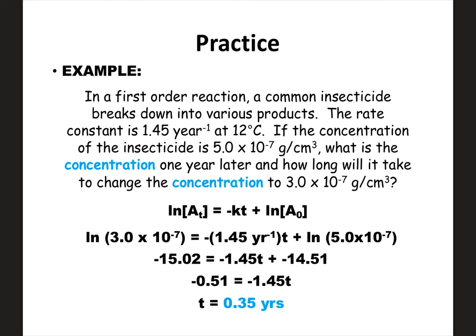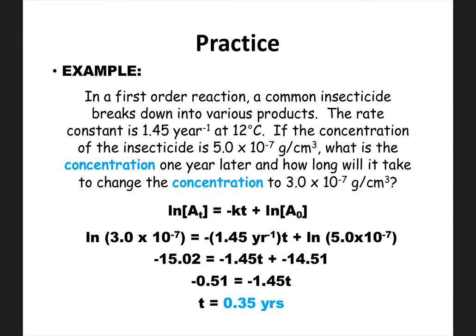This time, we're solving for the time, how long it will take. So our concentration at a particular time is going to be the 3.0 times 10 to the minus 7th grams per centimeters cubed. That's what we're plugging in here, ln of that, equals negative k, which we already know is the rate constant from the problem, times time, which is what we're solving for, plus the natural log at time 0, which we already know is the 5.0 times 10 to the minus 7. So it's the same idea as the last problem. The only difference is you're solving for the time in this one.